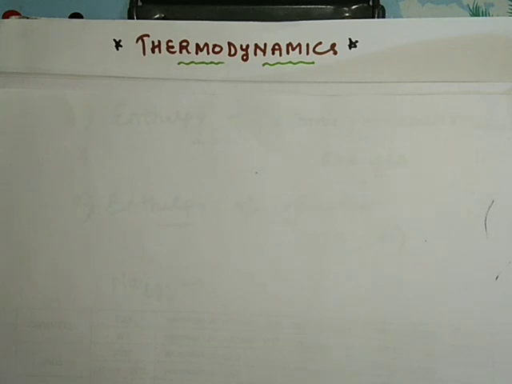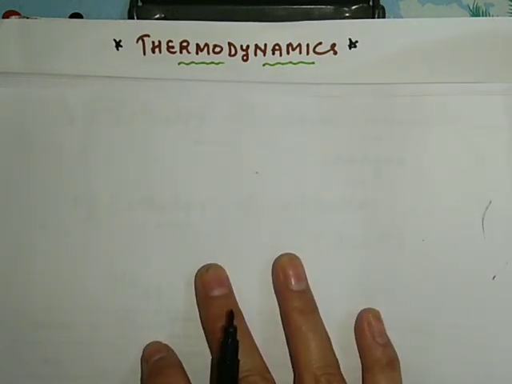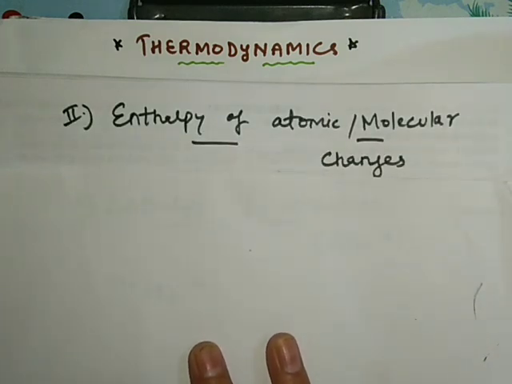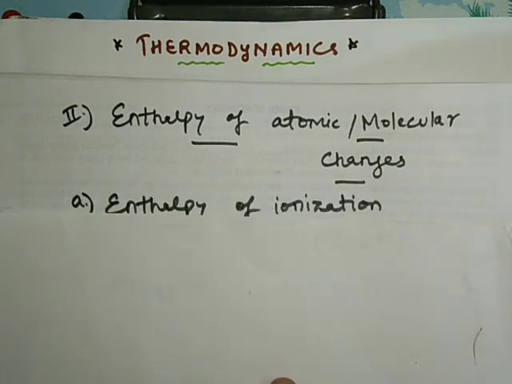In our previous video, we saw enthalpy of phase transition, and under that we had enthalpy of fusion, enthalpy of vaporization and enthalpy of sublimation. Now, second is enthalpy of atomic or molecular changes. In this, you will have chemical reactions where the reactant is either an atom or a molecule. Under this also we are having around three subtypes, and the first one is enthalpy of ionization.